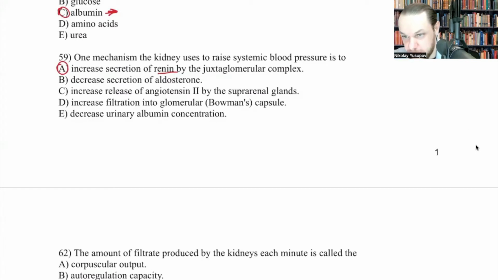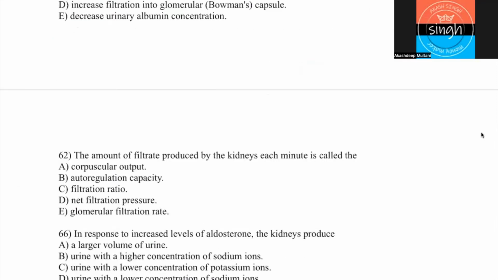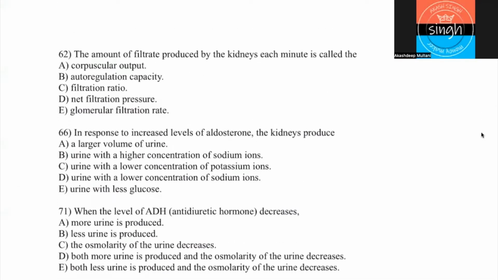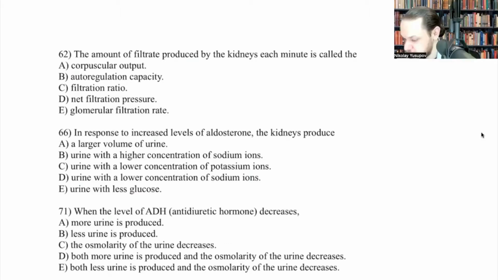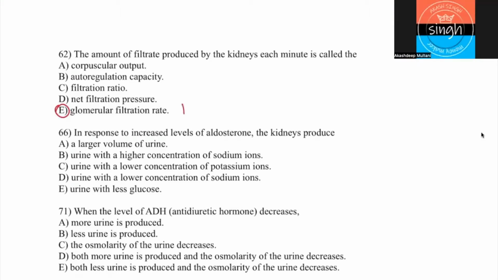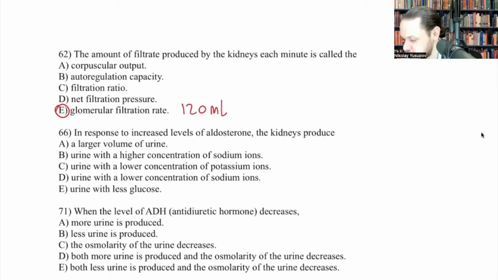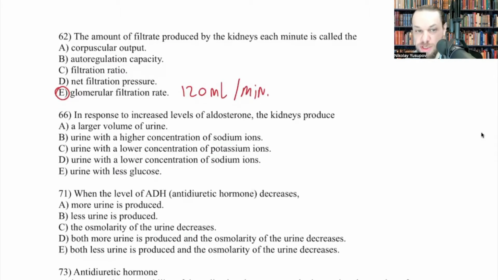Next, Akash, would you like to go next? Yeah, 62. The amount of filtrate produced by the kidney each minute is called glomerular filtration rate. So glomerular filtration rate, we said usually we have 120 mLs per minute, that's flowing into the nephron.